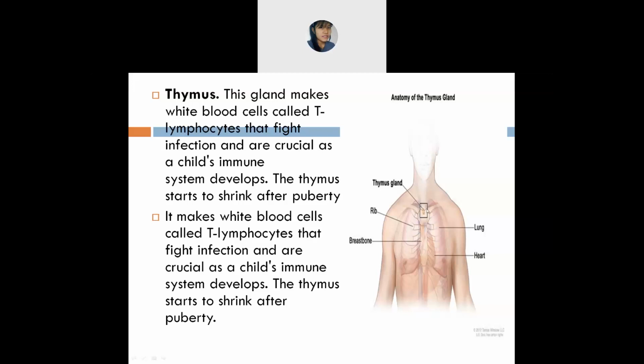This thymus gland is responsible for producing T lymphocytes. They make white blood cells, known as T lymphocytes, and these T lymphocytes are the immune system, which you find mostly during childhood, but they will go down or shrink after puberty. Are you clear about the thymus gland? You will find it in the middle of your clavicle or above your sternum. Okay, let's move to the next gland.